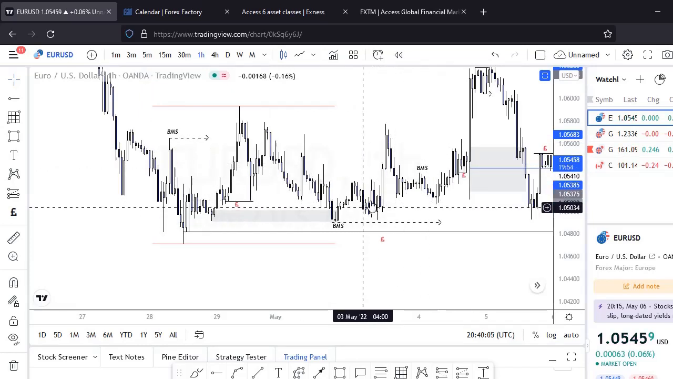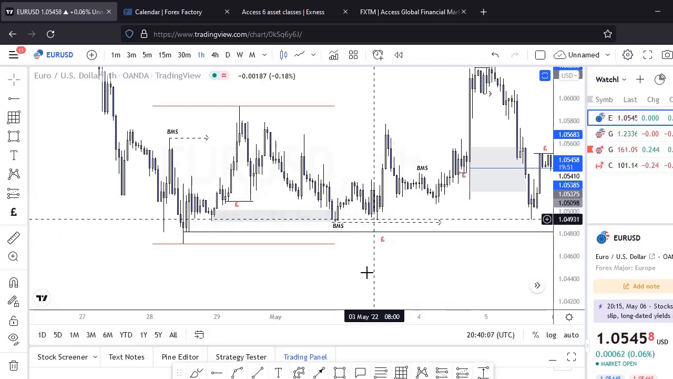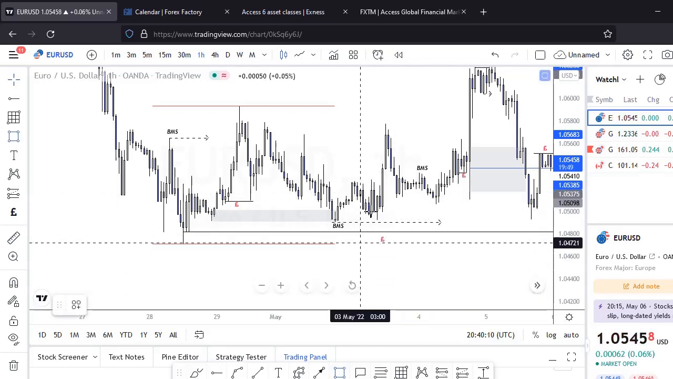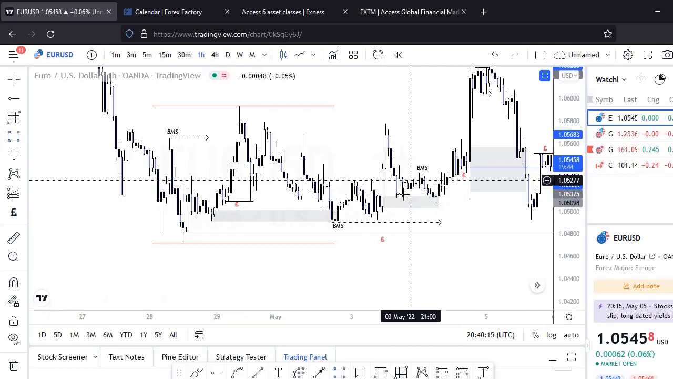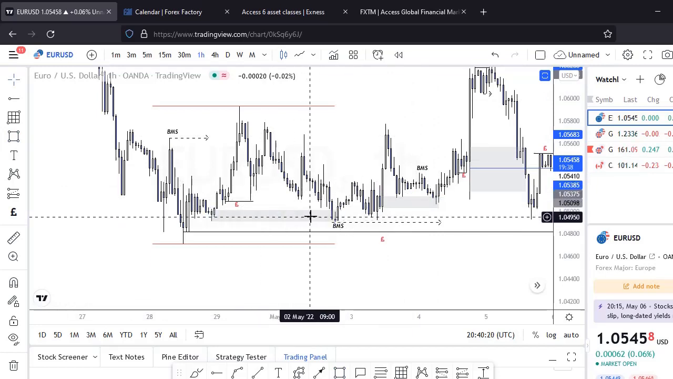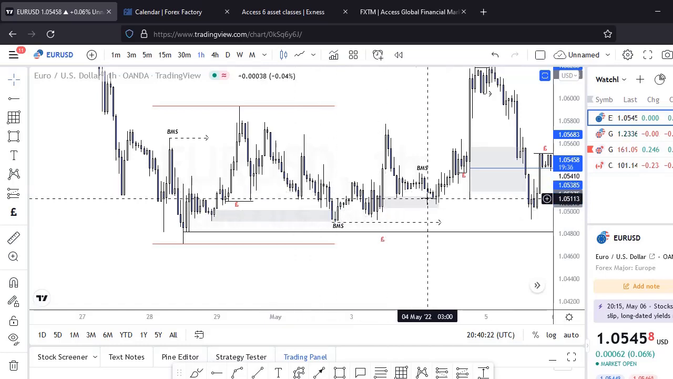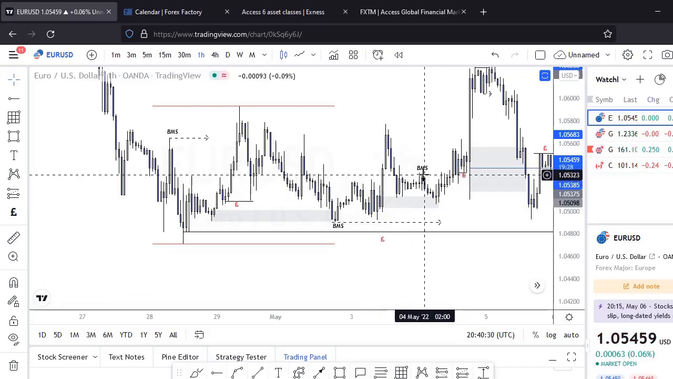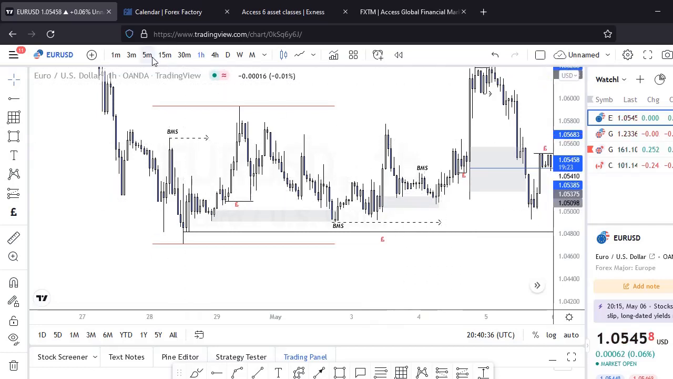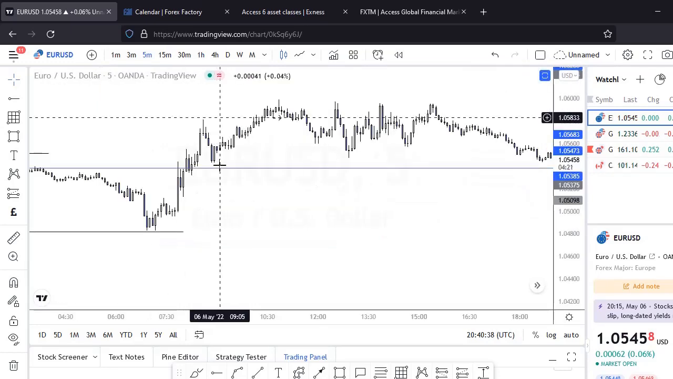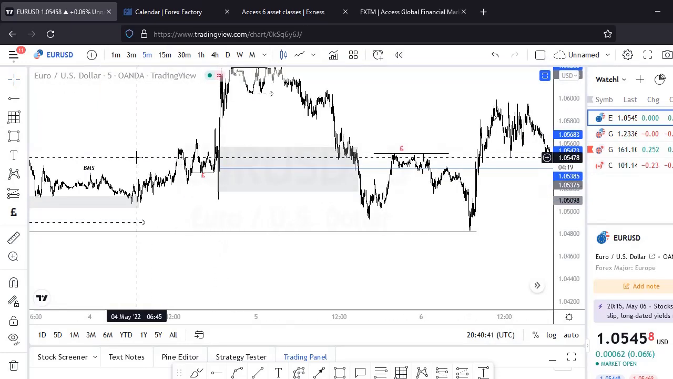So basically I mark out this area here. Since I was able to spot a very clear break of structure off from the 1 hour time frame after mitigating my 1 hour point of interest, I will wait for this area here. I'll wait for this candle to be respected, and after they respect this candle, I want to see a 5-minute break of structure after they respect this area. So let's go to the 5 minute time frame and see the reaction of price from there.